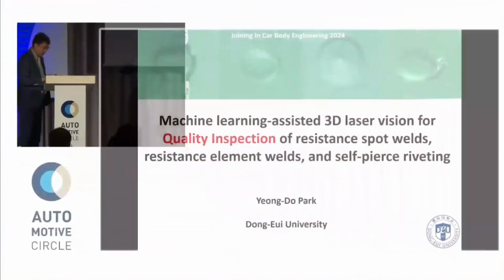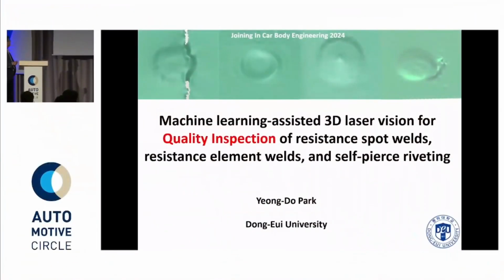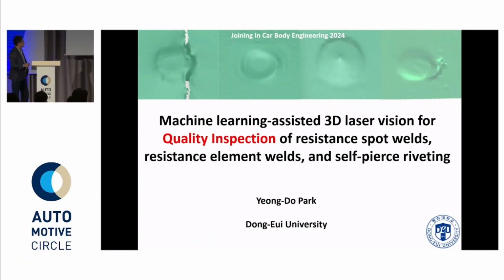Today my talk addresses the machine learning assisted 3D laser vision for quality inspection of the resistance spot welds, resistance element weld, and self-piercing riveting. My talk actually focuses mainly on the quality inspection development, not the development of the 3D laser vision technology.